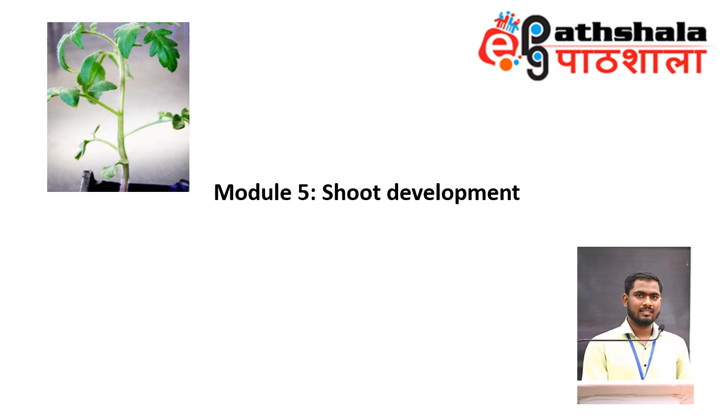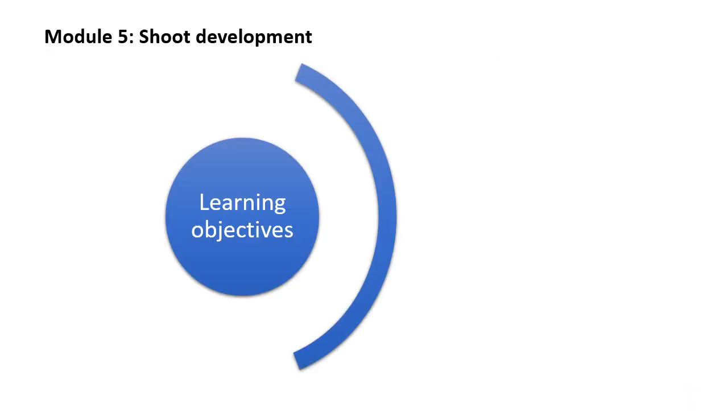In this module, we will see how the above ground shoot develops to give rise to a distinct architecture of plants with the main stem and branches. Leaves, which are also part of the shoot, will be discussed in the upcoming modules.